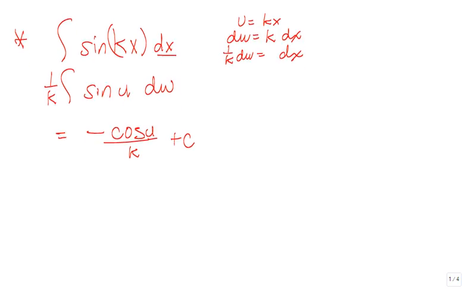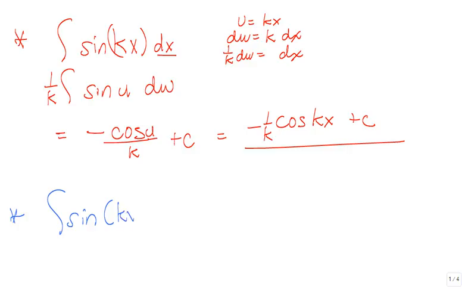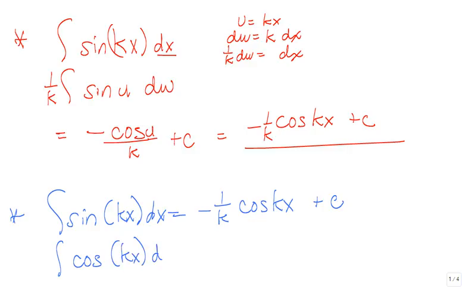So, and then you change it back to x. But let me write down these formulas because these are really important. If I have a sine of a constant times x, that's just going to be negative cosine divided by that constant. And if I have cosine of kx, then that's just going to be 1/k sine kx. So if you want to remember those, it would be convenient to remember.